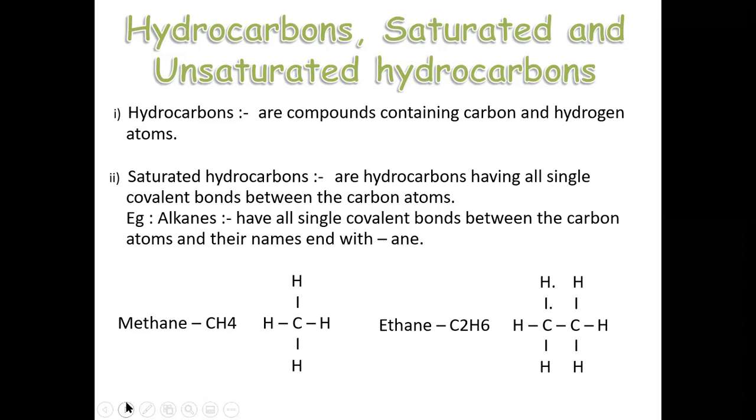Now, this is the structure of CH4 and this is the structure of C2H6. Here ANE, as we can see very clearly, between the carbon and hydrogen only single bonding is there. So if a single bond is there between the carbon and hydrogen atoms, at that time we can use this ANE.